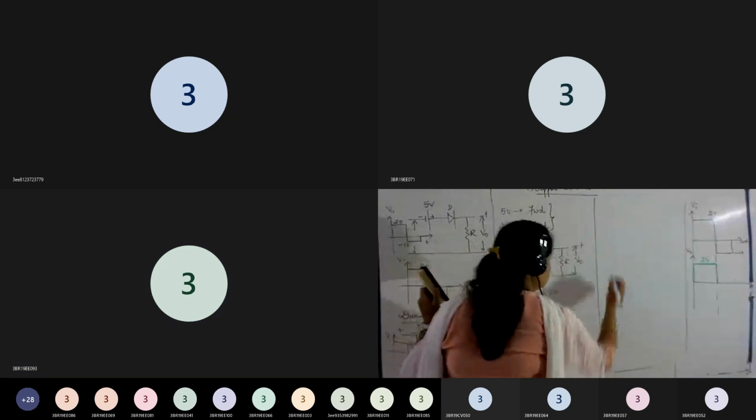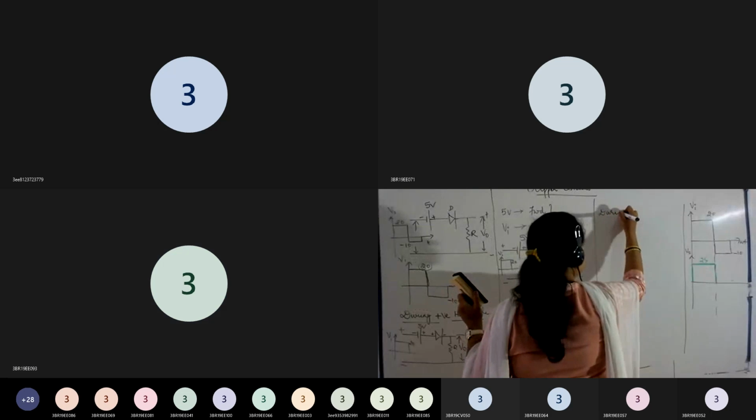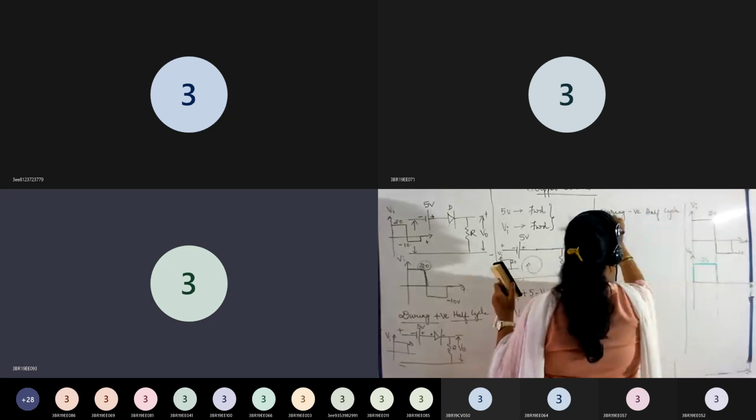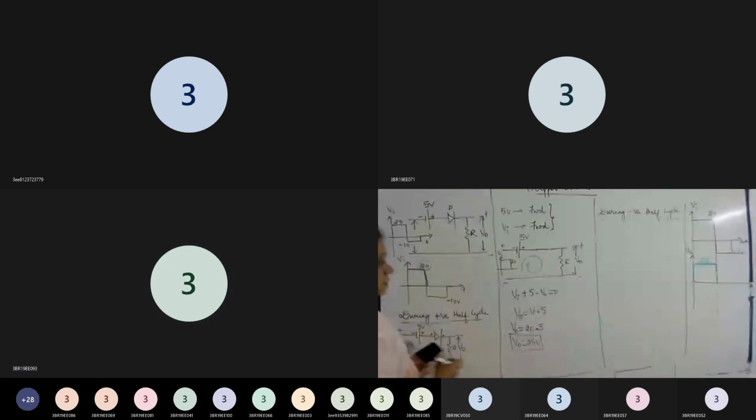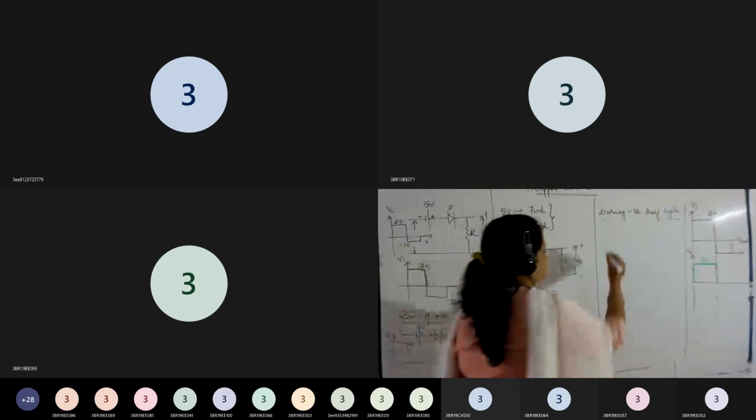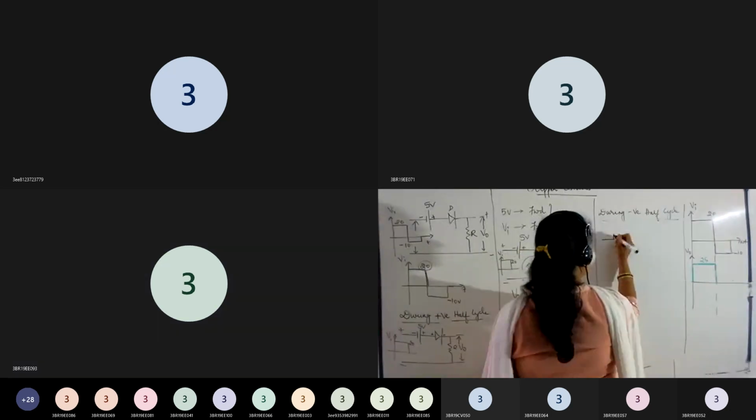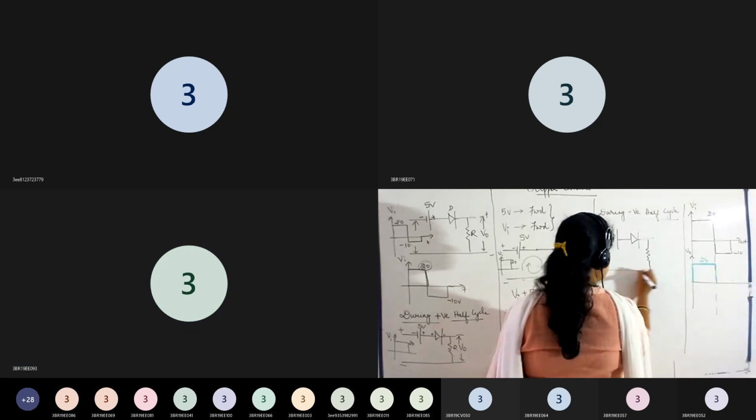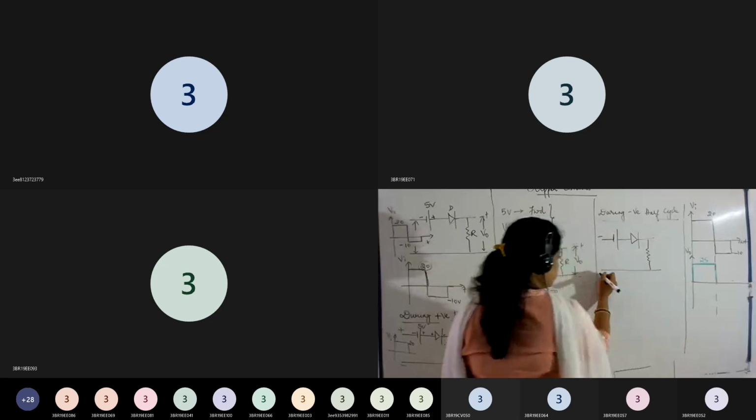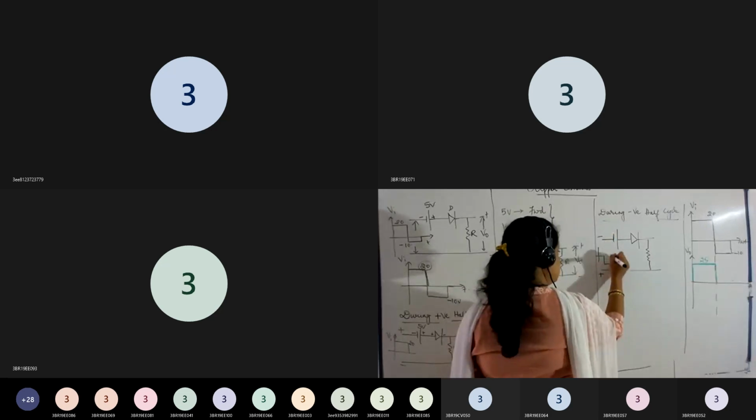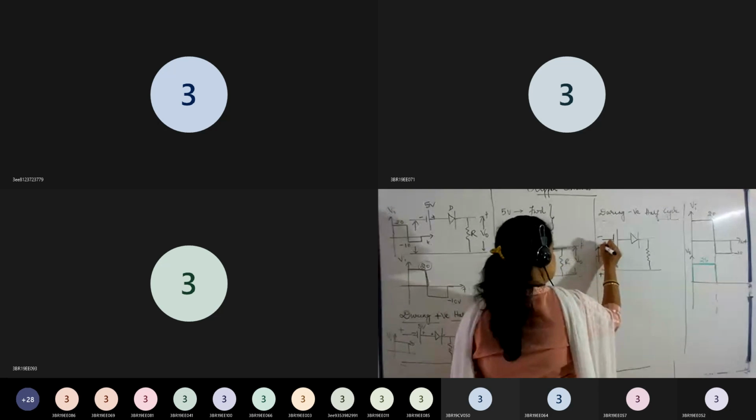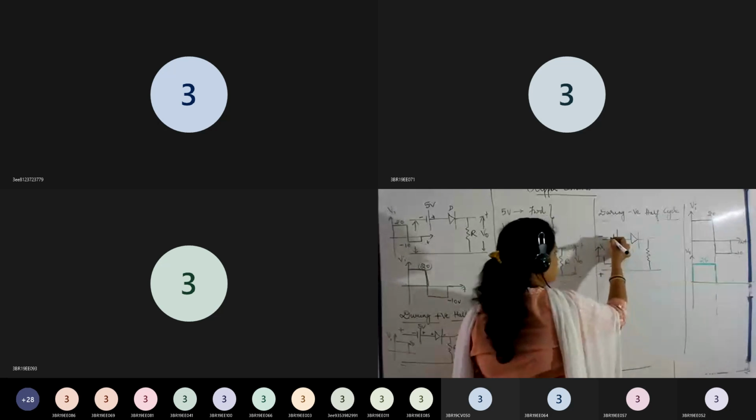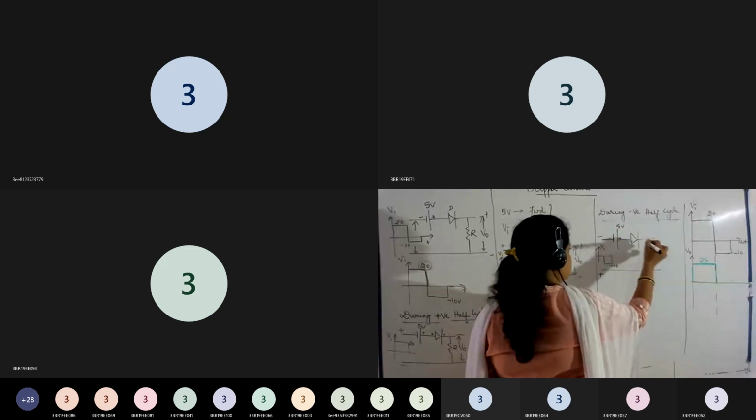Shall we go for the negative half cycle? Observe what happens during the negative half cycle. I'll draw the circuit. During negative half cycle, Vi will be negative here and positive here. It is minus 10. Already I have taken the terminals, so I can consider it as 10 only. So this will be 5.